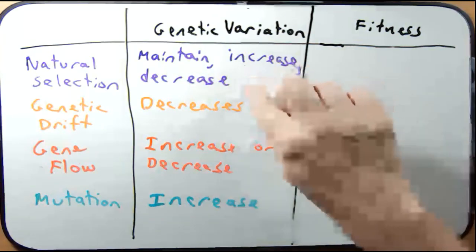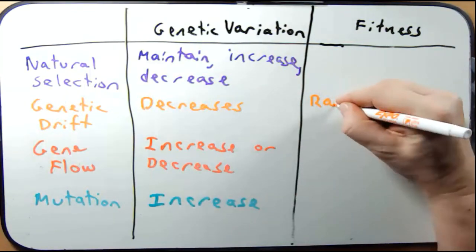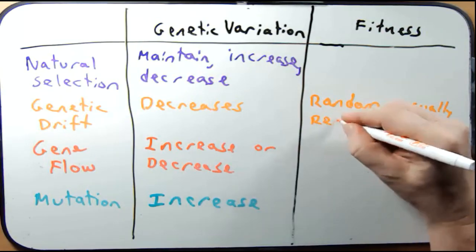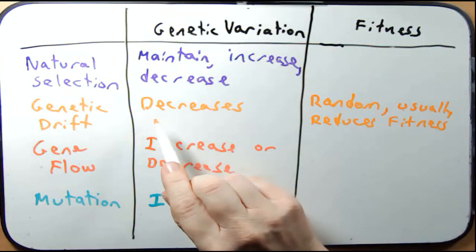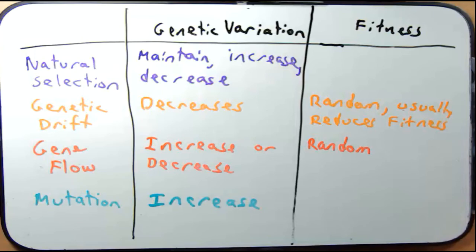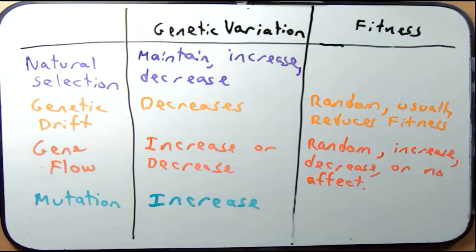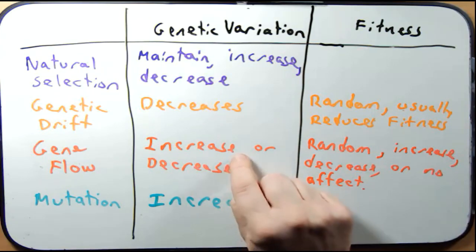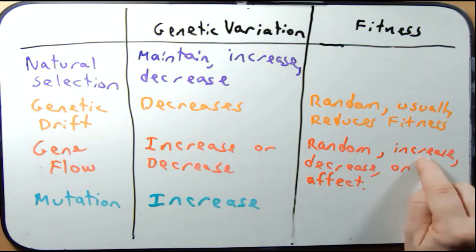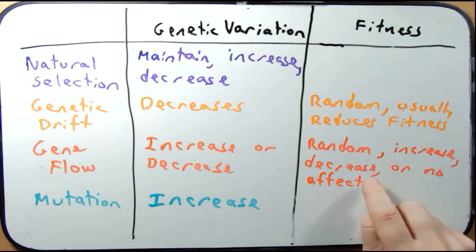Okay, with fitness, I'm going to come back to natural selection. I'm going to talk about the others first. When it comes to fitness, genetic drift is random, but it usually reduces fitness because it reduces genetic variation. Gene flow is also random with respect to average fitness. However, unlike genetic drift, it may increase, decrease, or have no effect. It depends on which alleles are moving from one population to another. One would predict if there's an increase in genetic variation, then that would increase fitness, or at least it could increase fitness. If there's a decrease in genetic variation, one might predict that it would decrease fitness. Wouldn't have to, but that might be a reasonable prediction.